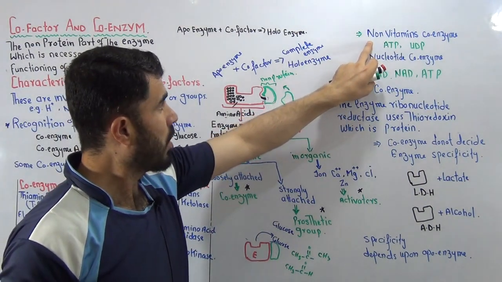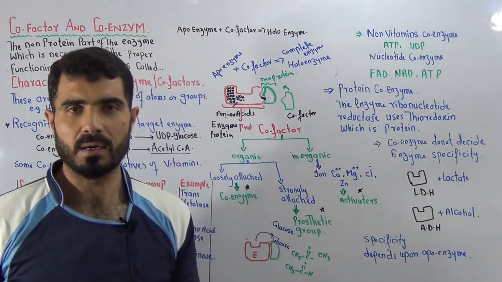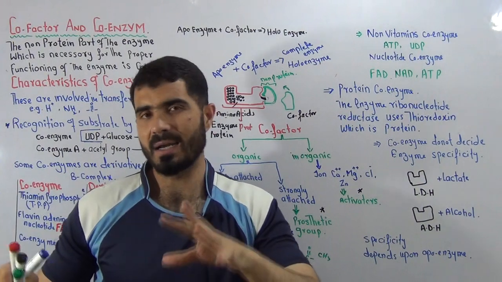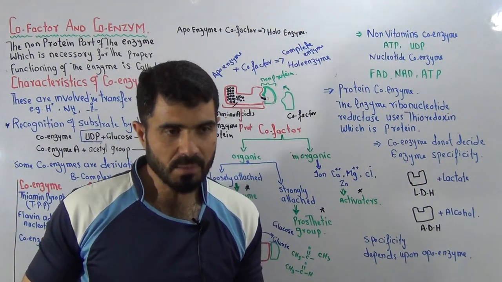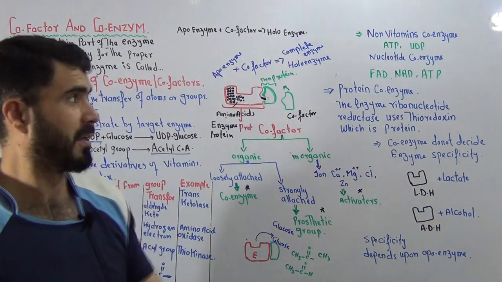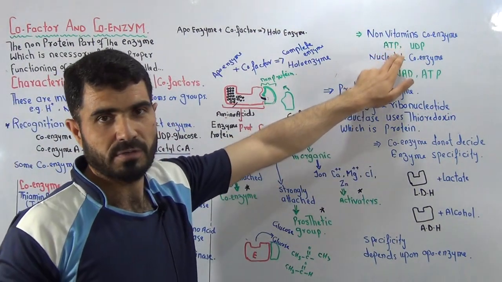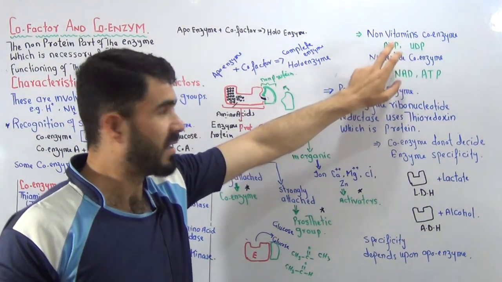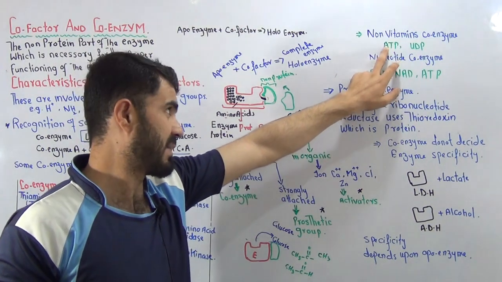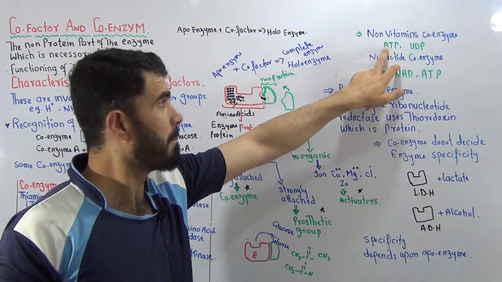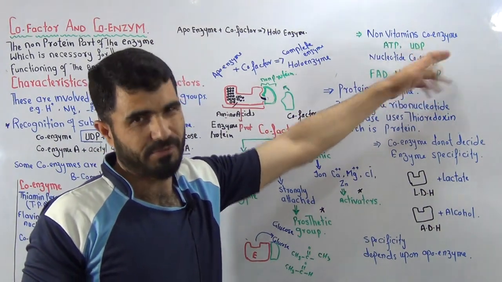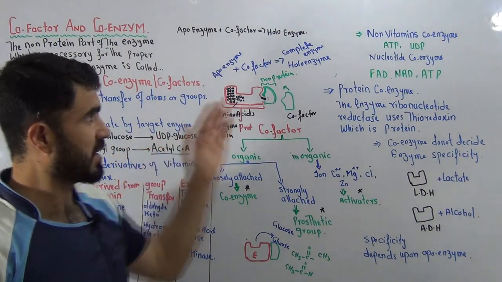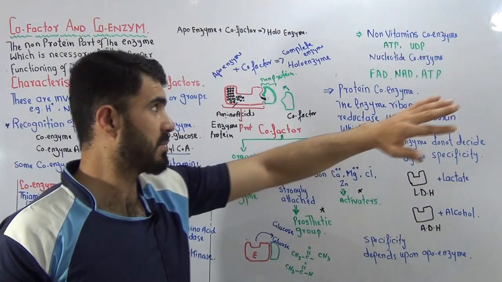Now, non-vitamin coenzymes. Some coenzymes are not from vitamins. So we must know that not all vitamins are involved as coenzymes, and some coenzymes are not vitamins at all. That is adenosine triphosphate, ATP. You might have heard this word. ATP is a source of energy. ATP is not a vitamin, but still it can act as a coenzyme. UDP, uridine diphosphate, is another coenzyme. These are not from vitamins.